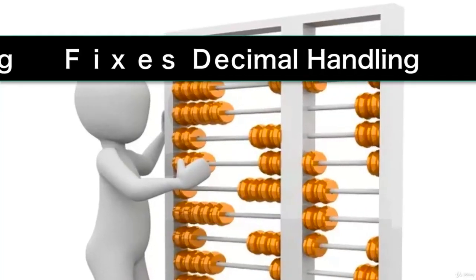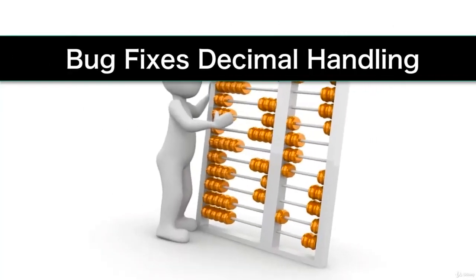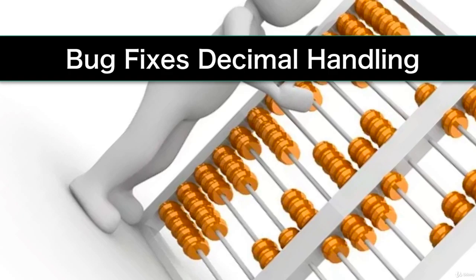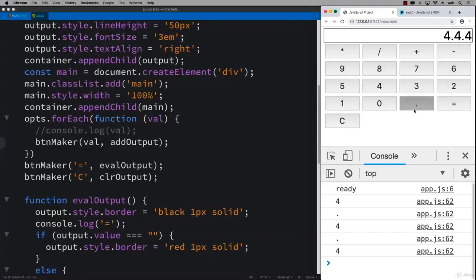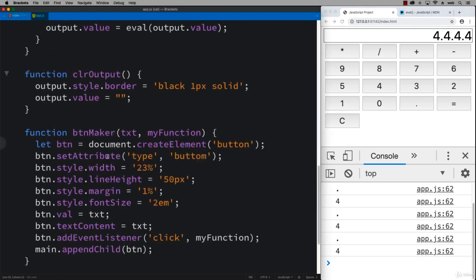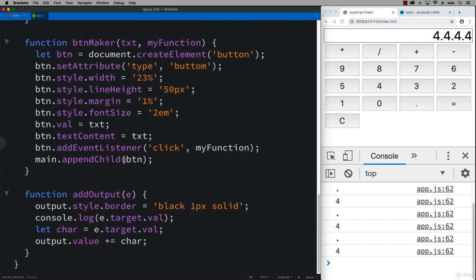Hey, welcome back. In this lesson, we need to handle a few of the bugs. Notice that we can do 4 decimal 4 decimal 4 decimal 4, and then if we do an eval on that, we're going to throw an error. So there's definitely a problem there, and running our calculator, we need to look out for any type of bugs that might happen.